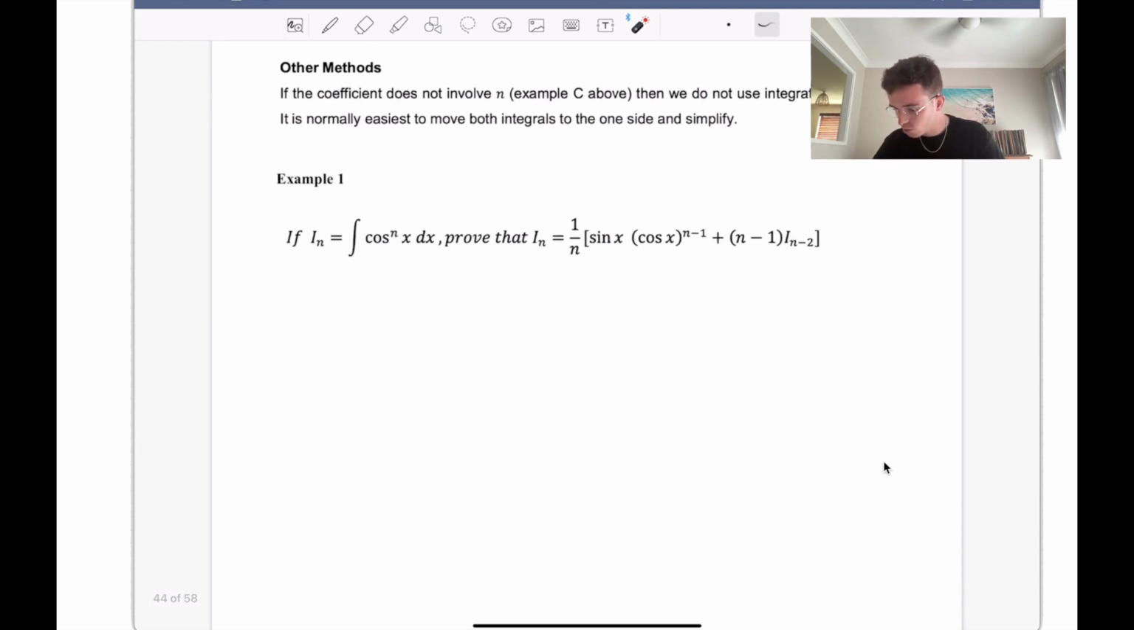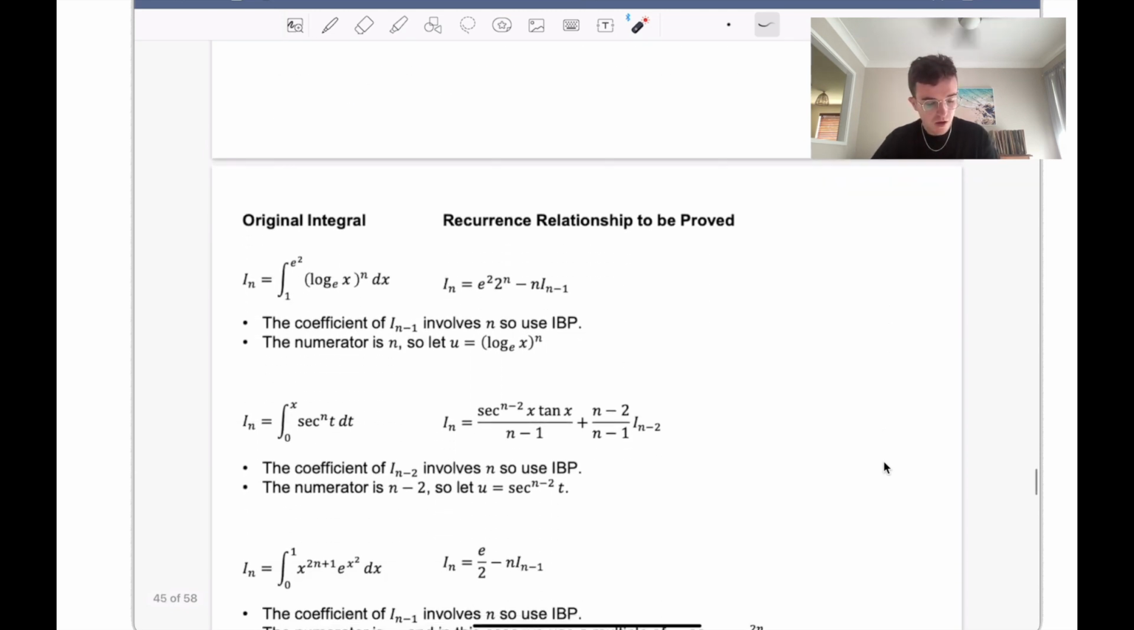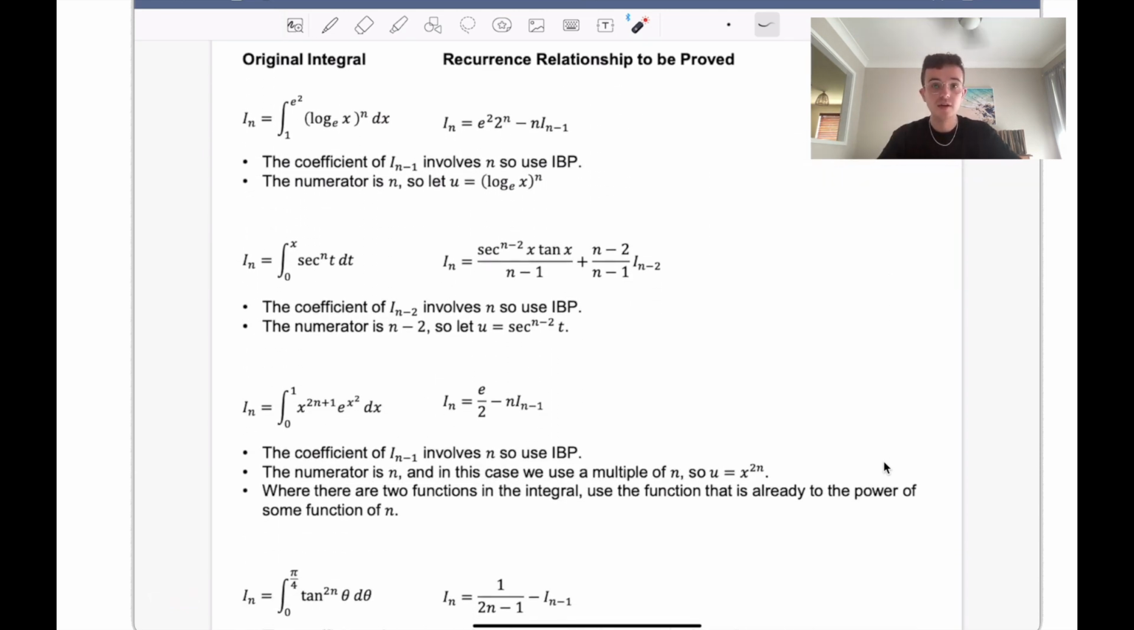So, example number 1 is we're going to use a recurrence relationship. I might actually come to this example last. I want to do that example last. I might do these quick ones here first. So, some examples of what I was just talking about in terms of what method to use.